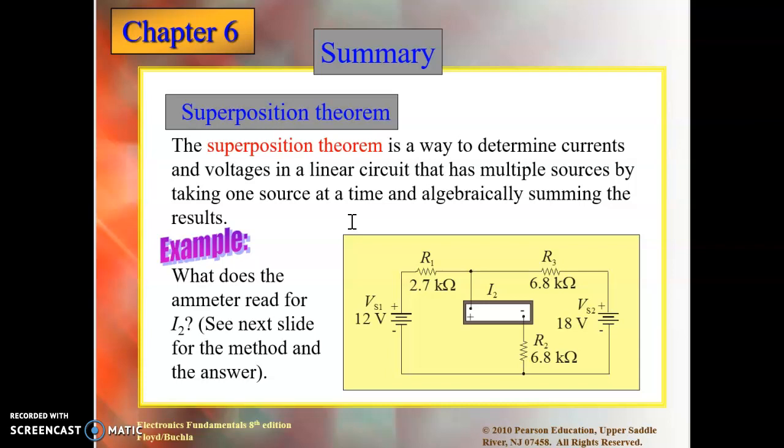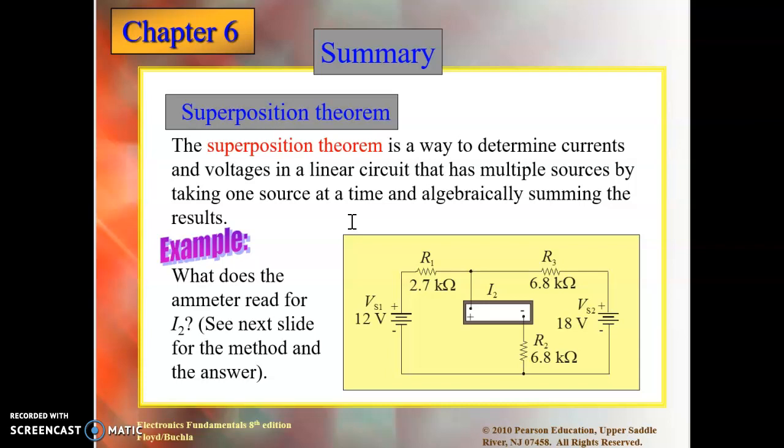Superposition. Superposition theorem is a way to determine current and voltages in a linear circuit that has multiple sources by taking one source at a time and algebraically summing the results. So superposition is a linearity characteristic, so we can use it only in linear systems. Okay, a linear system, it's only a resistive circuit. So a circuit that only has resistance as part of its electronic components, we can use superposition.